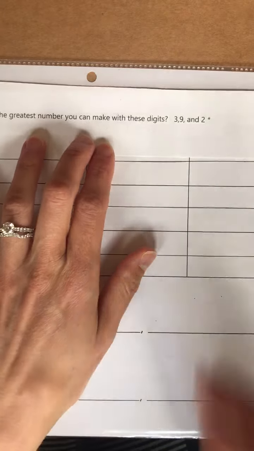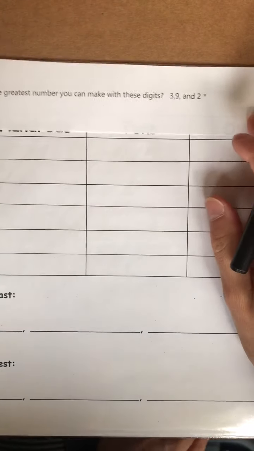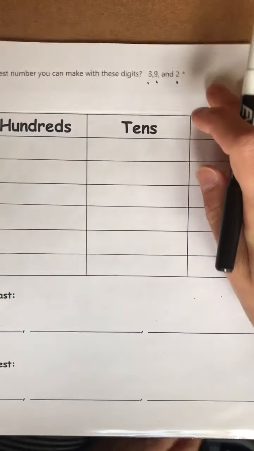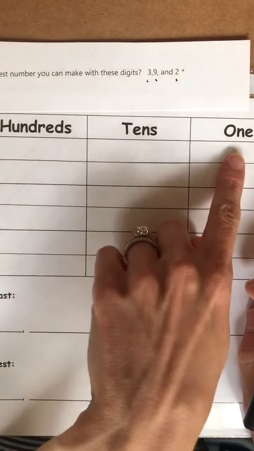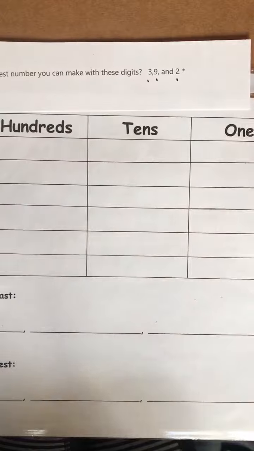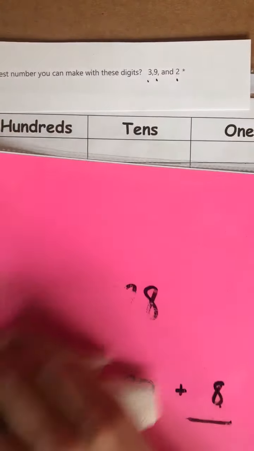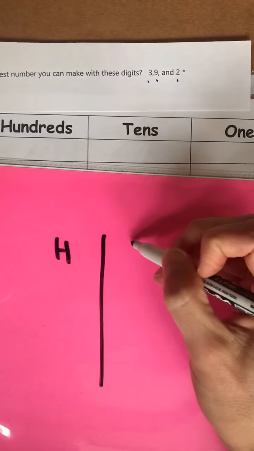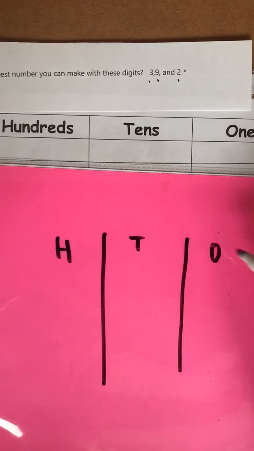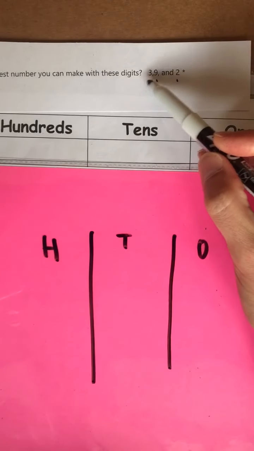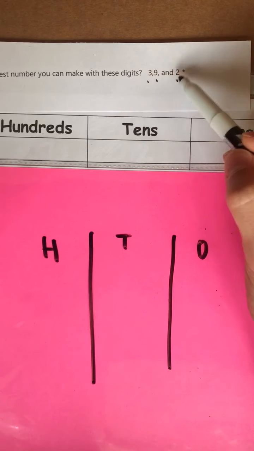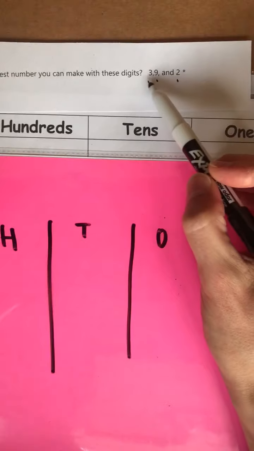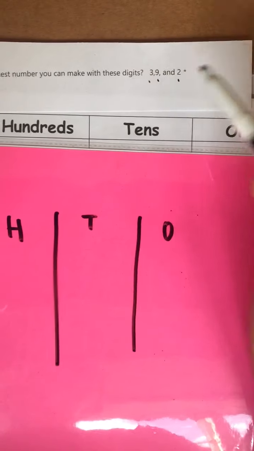10 says, what is the greatest number you can make with these digits? So you have 3, 9, and 2. You're going to either use the hundreds, tens, and ones charts that I provided with you, or you can make your own like I showed you before. Hundreds, tens, and ones. You want to find the biggest number out of 3, 9, and 2 and put it in your hundreds place. So what is the biggest number? 3, 9, or 2?